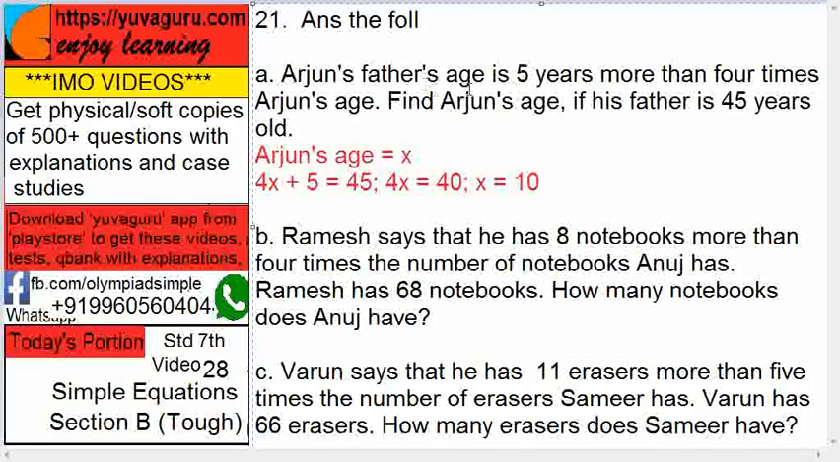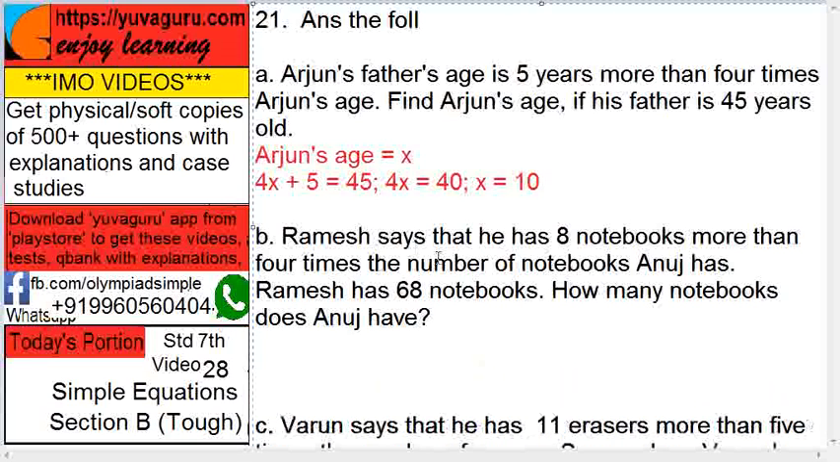Arjun's father's age is 5 years more than 4 times Arjun's age. Find Arjun's age if his father's age is 45. Arjun's age x, 4x plus 5 equals 45, 4x equals 40, so x equals 10. Similar to the earlier one, so fast.